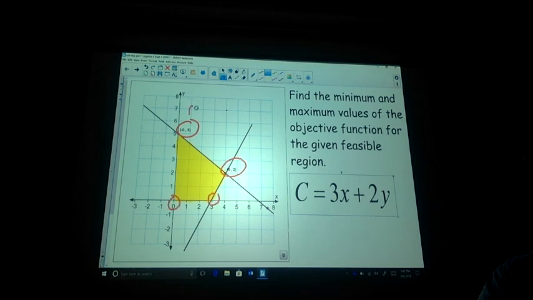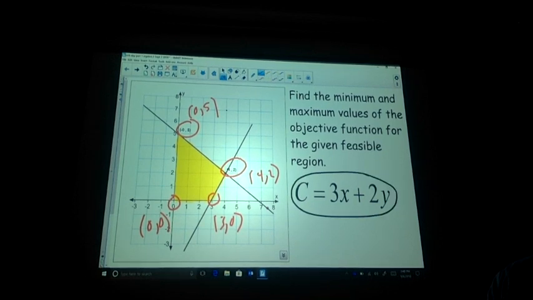So I have the corner (0, 5). I have the corner (4, 2), which is the intersection. I have the corner (3, 0), and I have the corner (0, 0). So I'm looking at the corners. When I plug those corners into this equation, this is a cost equation because it starts with a C. If it was a profit equation, it would start with a P.